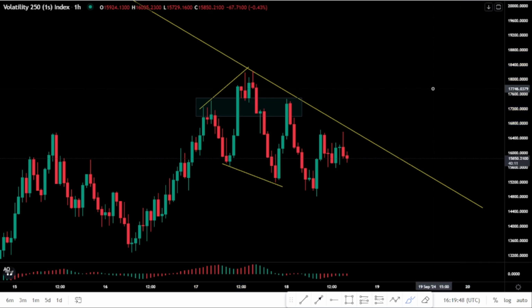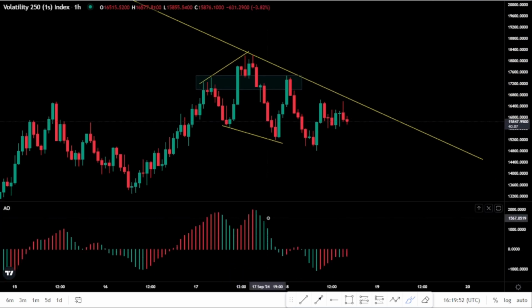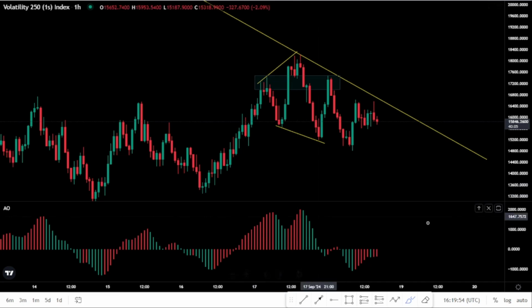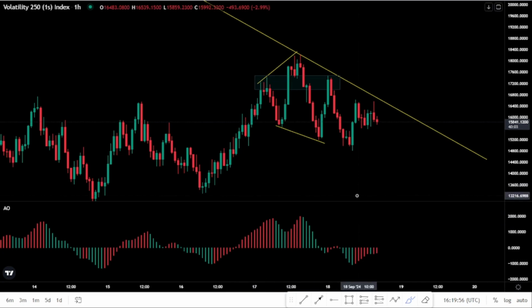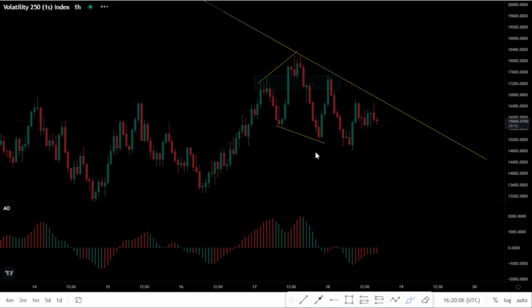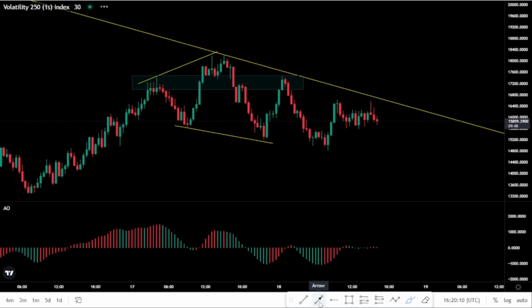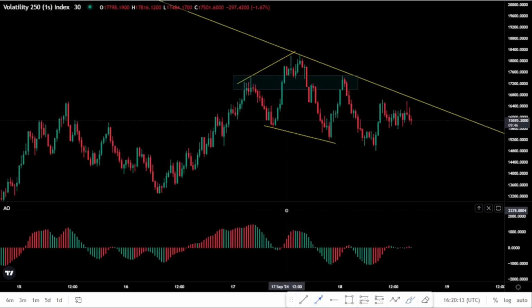What we do now is add our indicator, which is here, our Awesome Oscillator indicator. This is what we're going to use. I use the default settings. Don't change anything, just add it on your TradingView. You can see here on the 1 hour time frame it's not clear, so let's go down to the 30 minutes time frame and see if we'll see our divergence, and there it is.